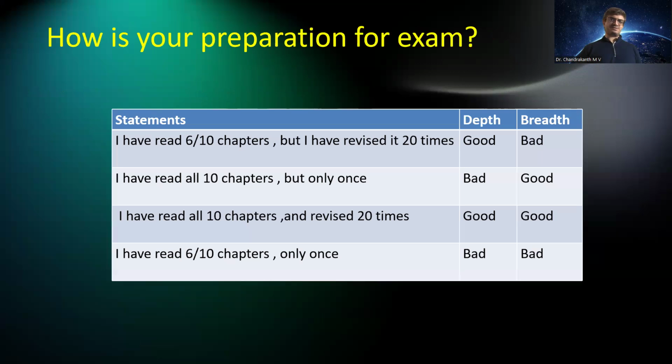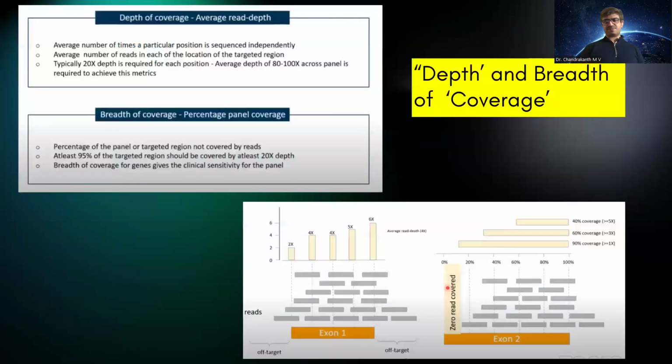An example: how is your preparation for the exam? Let's say we have 10 chapters to read. I have read 6 out of 10 chapters, but I have revised them 20 times. The depth is good, the breadth is bad. I have read all 10 chapters, but only once. Then I have bad depth, but good breadth. I have read all 10 chapters and revised them: very good breadth, very good depth. I have read 6 chapters, but only once: bad depth, bad breadth. So this is depth of coverage.